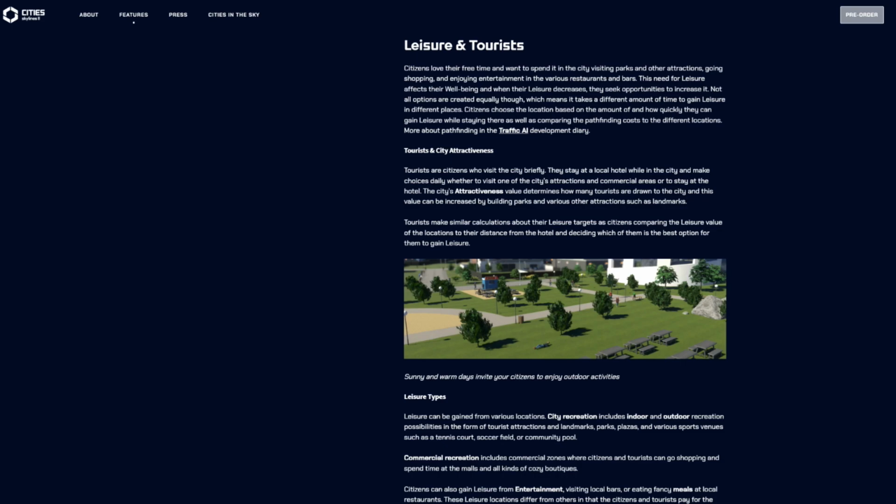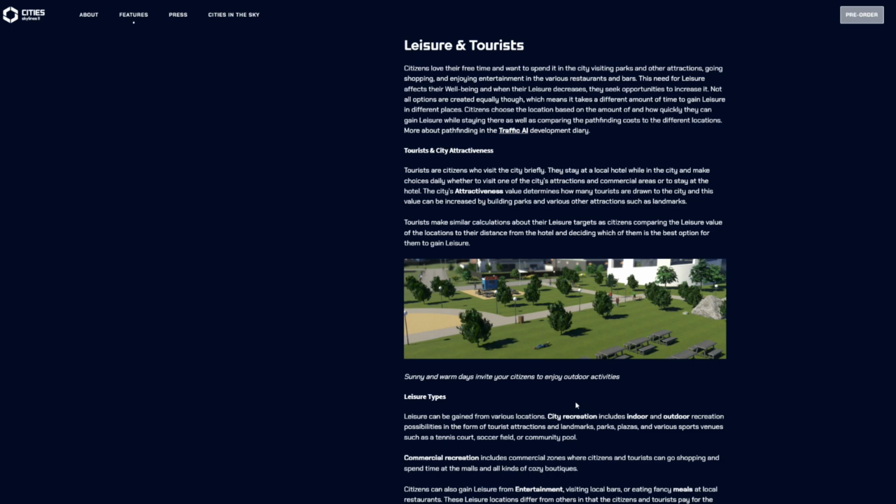And getting into tourists and city attractiveness. Tourists are citizens who visit the city briefly. They stay at a local hotel while in the city and make choices daily whether to visit one of the city's attractions and commercial areas or stay at the hotel. The city's attractiveness value determines how many tourists are drawn to the city, and this value can be increased by building parks and various other attractions such as landmarks. Tourists make similar calculations about their leisure targets as citizens, comparing the leisure value of the locations to their distance from the hotel and deciding which of them is the best option for them to gain leisure.